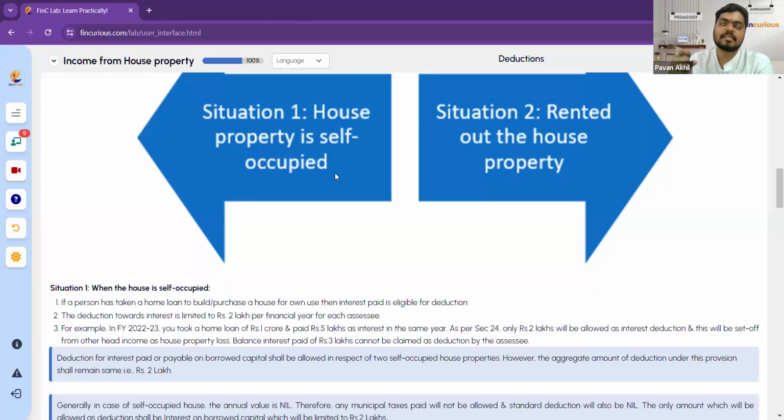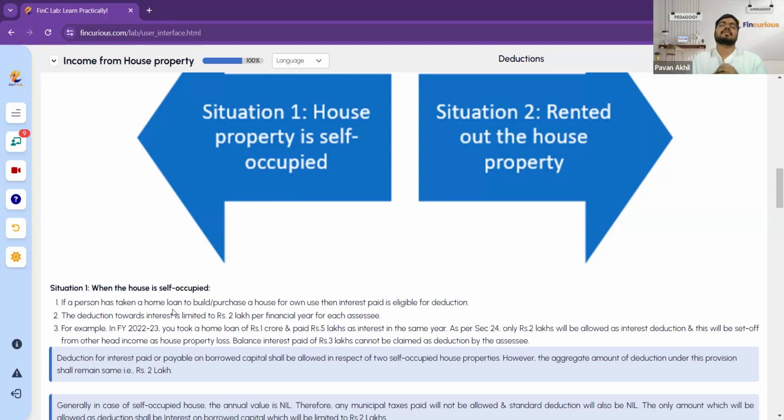So obviously there is no income from the self-occupied property. Basically gross annual value is zero and net annual value is also zero. The standard deduction of 30% on zero is also zero. But the only thing you can claim as a deduction for the self-occupied property is interest paid on housing loan. How much interest? There is a limit, 2 lakh rupees per annum for each assessee.